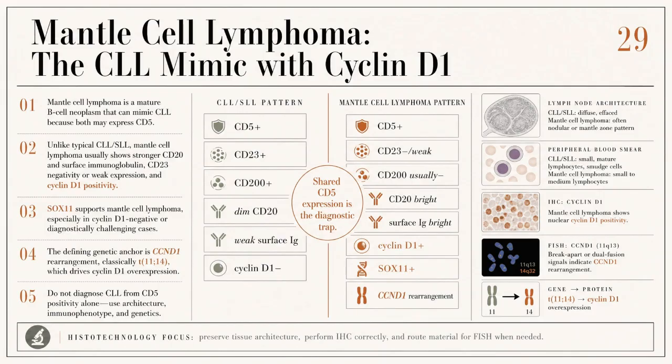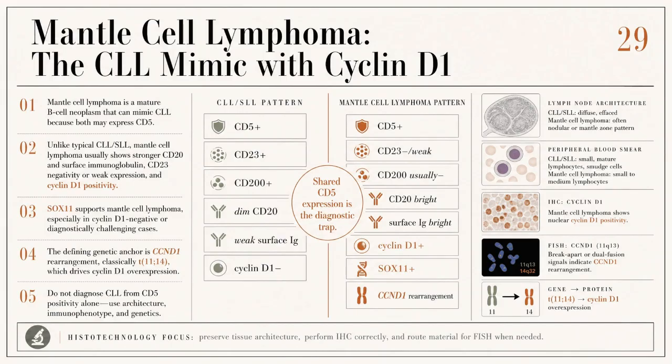In the histology laboratory, this means that specimen triage must prioritize fresh tissue for flow cytometry to ensure viable cells, as well as formalin-fixed, paraffin-embedded tissue for immunohistochemistry. Proper fixation protocols are vital here. Overfixation or inadequate antigen retrieval can obscure CD23 or cyclin D1 staining, leading to diagnostic pitfalls.